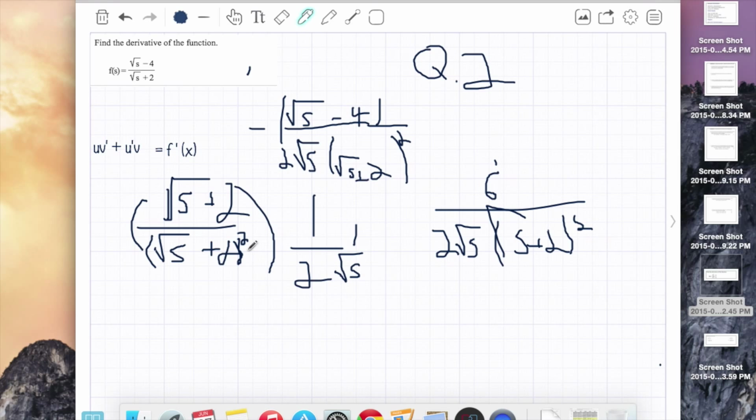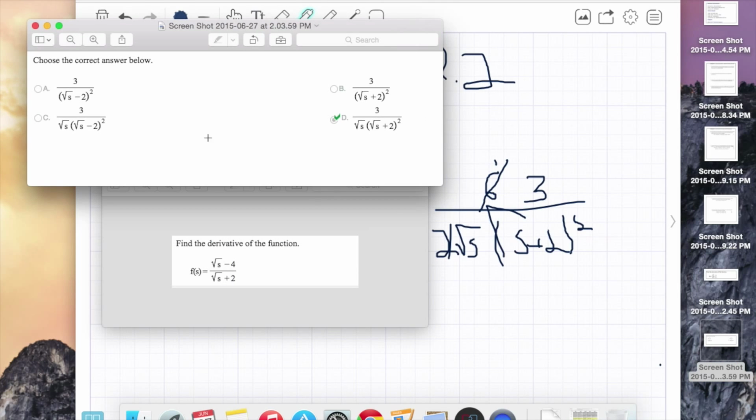Keep that so hard to use. And as we can see, we can simplify this a little bit and just cross these two terms out and then rewrite that on the top and look for the final answer, which I have as D, which is 3 over the remaining denominator. So now we are done with question number 2.